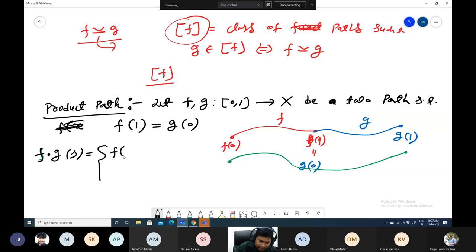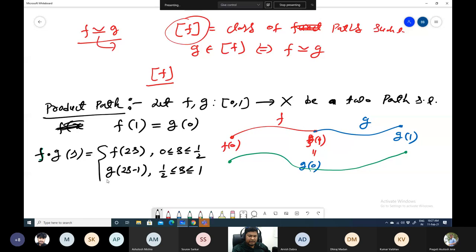So f of 2s, where 0 ≤ s ≤ 1/2, and g of 2s minus 1, where 1/2 ≤ s ≤ 1. Now you can see that it is continuous because both functions f and g are continuous, right? And at the half point, their values are the same. That's when you can again use the pasting lemma as well in dimension 1.